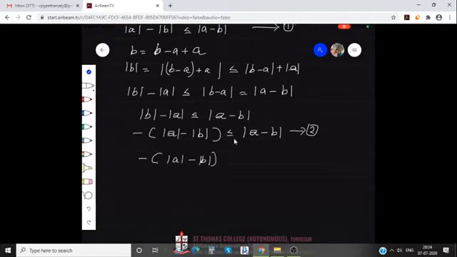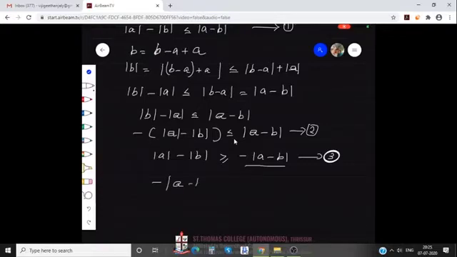Okay, I will do one thing. I will multiply the second inequality by minus 1 so that I will get the absolute value of A minus the absolute value of B is greater than or equal to minus of the absolute value of A minus B. Consider this as 3. Okay, so combine 1 and 3. So I will start from this term: minus of the absolute value of A minus B is less than or equal to the absolute value of A minus the absolute value of B.